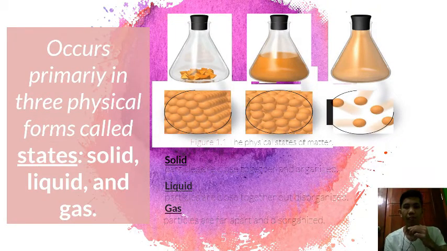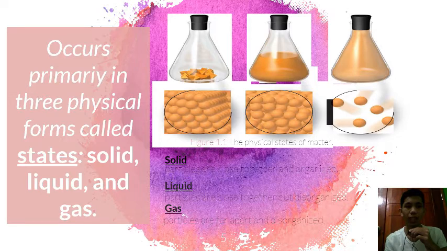Matter occurs primarily in three physical forms called the states. So meaning to say, matter could be solid, liquid, or gas. In macroscopic scale, each state of matter is defined by the way the sample fills the container. So for a solid, it has a fixed shape and does not conform to the container's shape. Take note that solids are not defined by rigidity or hardness. So for example, solid iron is rigid and hard, but solid lead is flexible, and solid wax is soft.